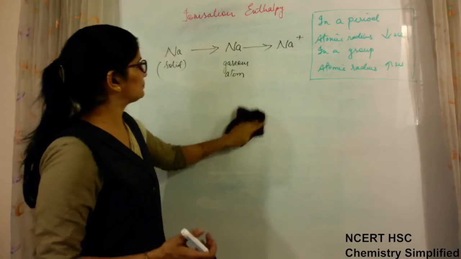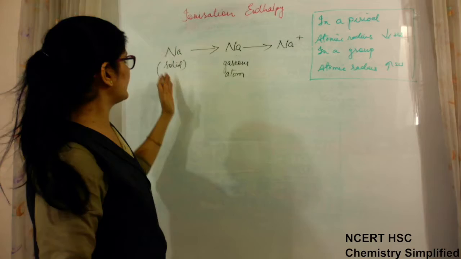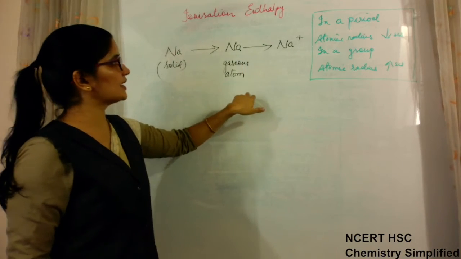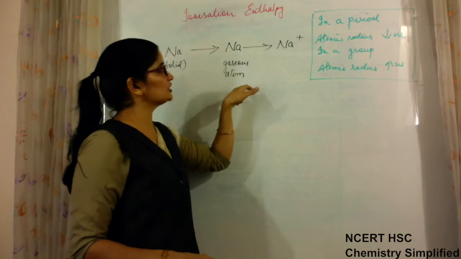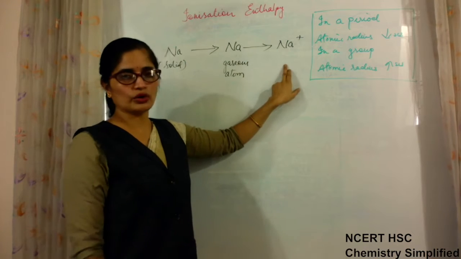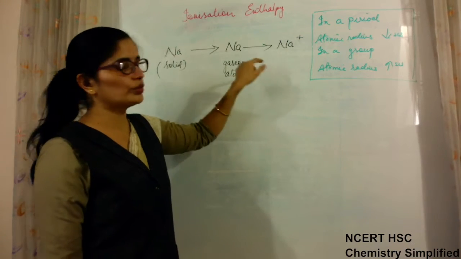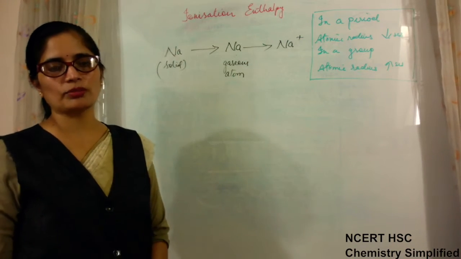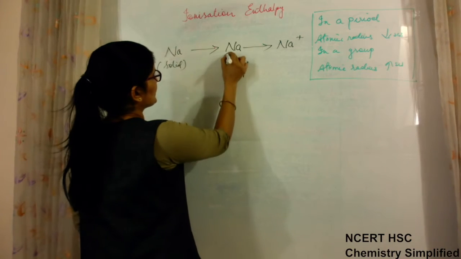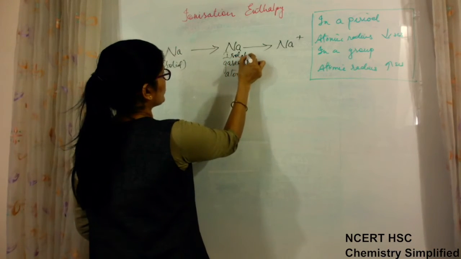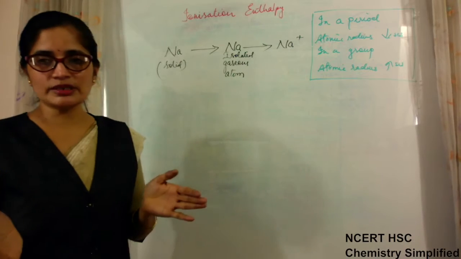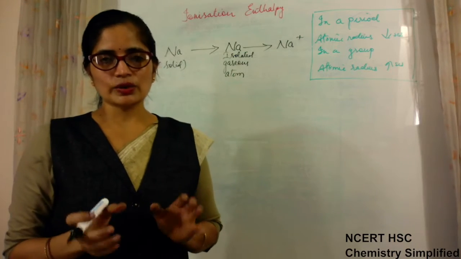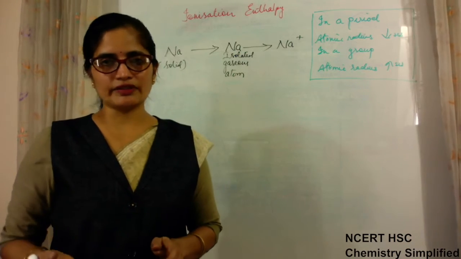Okay, so when a sodium solid atom is converted into a gaseous atom, and from that gaseous atom, the amount of energy required to remove an electron from an isolated gaseous atom. Isolated means metal atoms are always present in bulk. So it is a theoretical process. Actually we are not doing it.